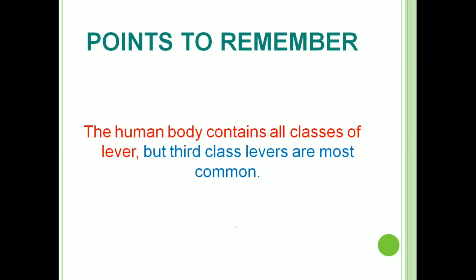Now always remember, points to remember, very important. The human body contains all classes of lever, but which one is more common in the human body? Third class levers are most common. Keep it at this, remember, an important mark you can make for viva. Anyone can ask you which type of levers are commonly seen in the human body. So always remember the third one. Neither first, neither second, the third.